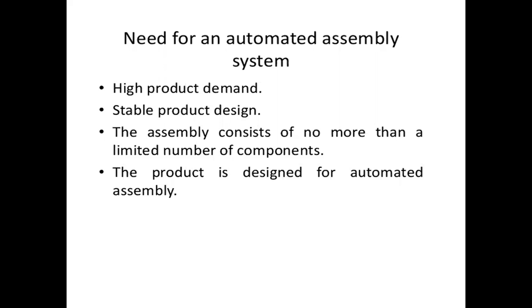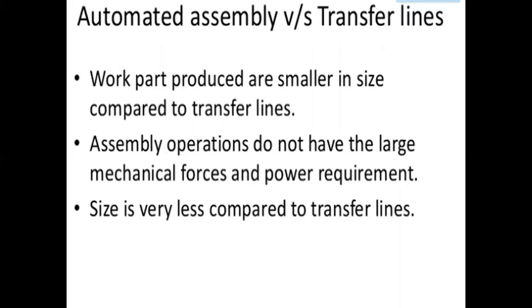Fine. The next need for an automated assembly system: high product demand, a stable product design, and an assembly consisting of no more than a limited number of components. The product is designed for automated assembly, which we have already gone through. The major comparison between automated assembly and production lines or transfer lines is that the work parts produced are smaller in size compared to the transfer lines.